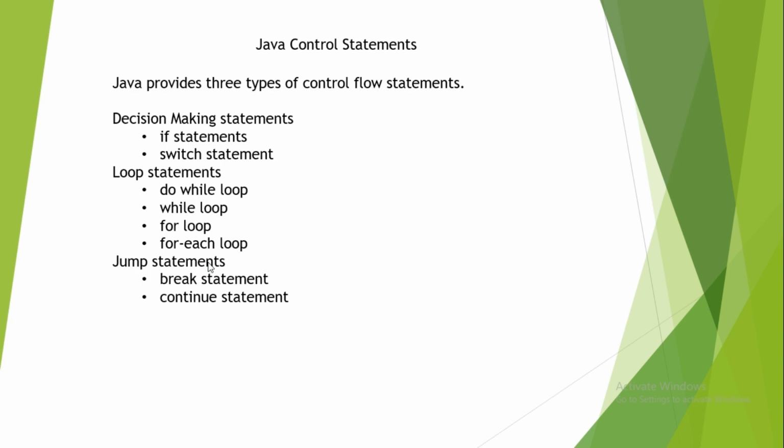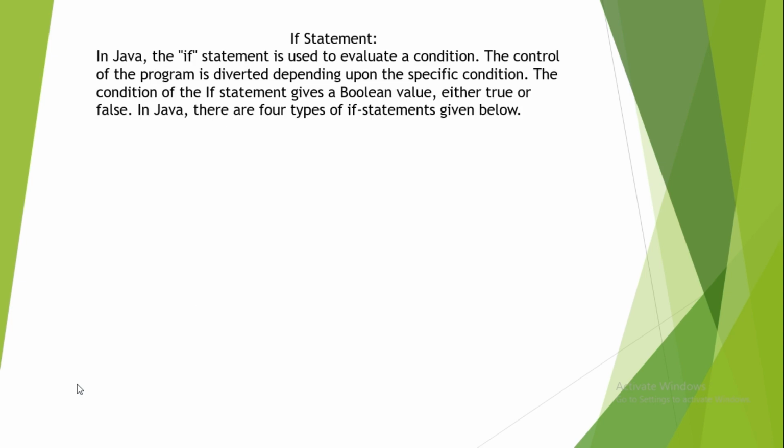Suppose you are executing the code using loops, and if the required condition is satisfied, then you can use the break statement. Break helps you come out of the loop, whereas the continue statement helps us skip a particular iteration of the loop. So we will see them one by one. First, we will start with the decision making statements, and the first one is the if statement.